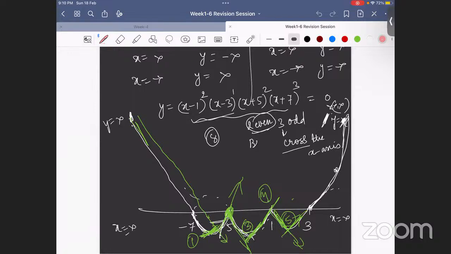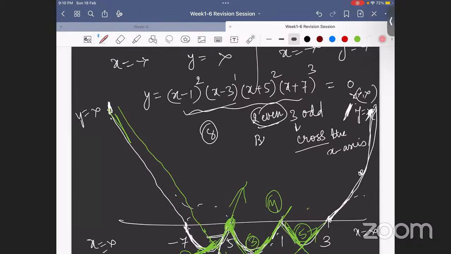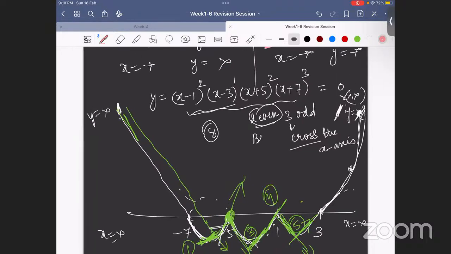So you just have to think: whenever there is an odd multiplicity, the graph crosses the x-axis. Whenever you have a higher multiplicity, it will cross in a somewhat different way, like this. But you don't have to worry about that. Okay, let's discuss one more example, and I'll write it here.